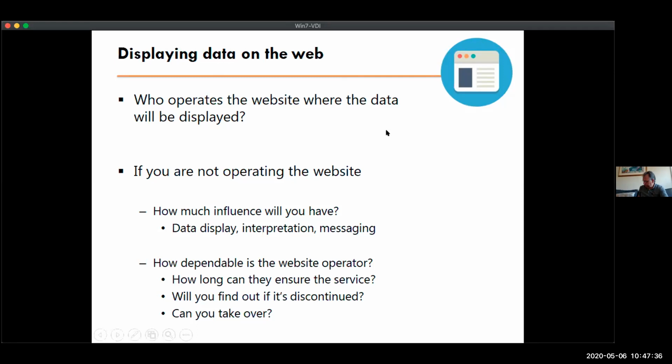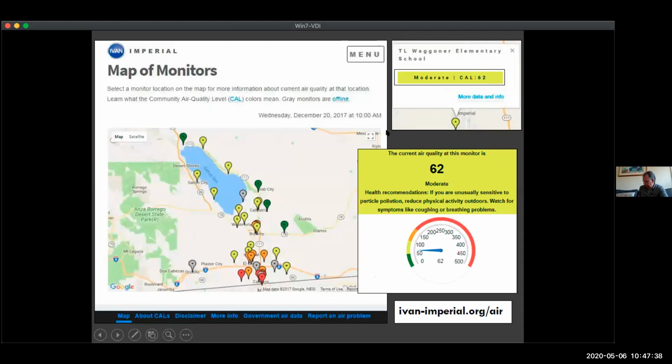Next slide. And this is an example of the IVA network for the initial 40 sensors that were placed in Imperial County. This is an example of the community air quality level that was located at a school, the URL to the website, and the data display here to your right, which you can see with the health recommendation, as well as the community air quality level listed as a number.